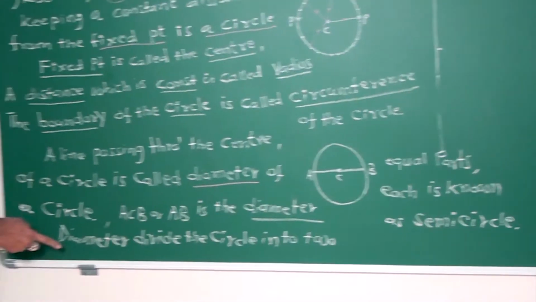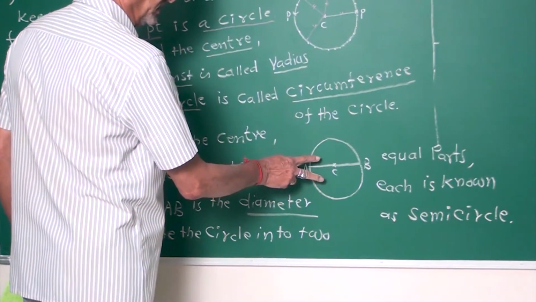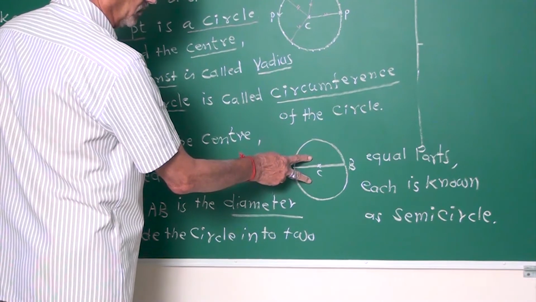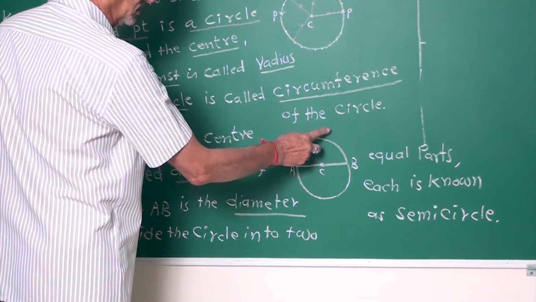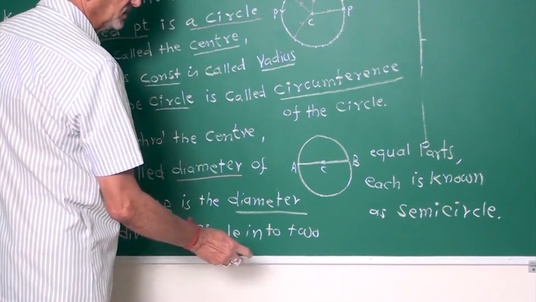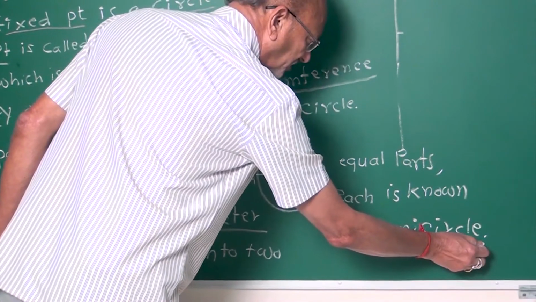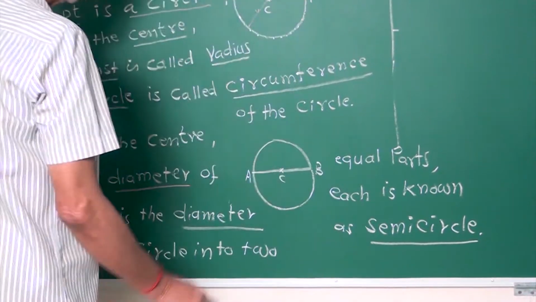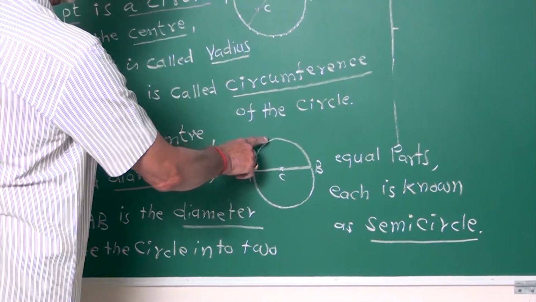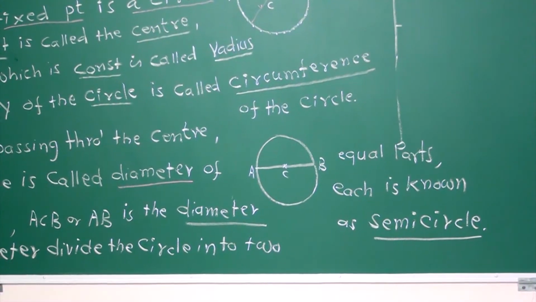Yes, my friends, this diameter divides the circle into two equal parts. These two parts are equal. Diameter divides the circle into two equal parts. Each part is known as semicircle. Semicircle means upper or lower part of diameter.